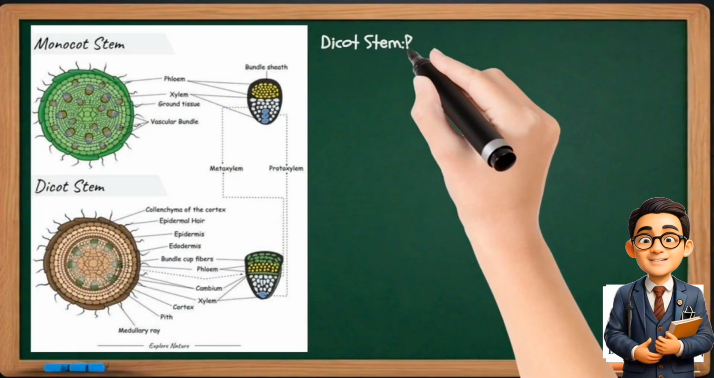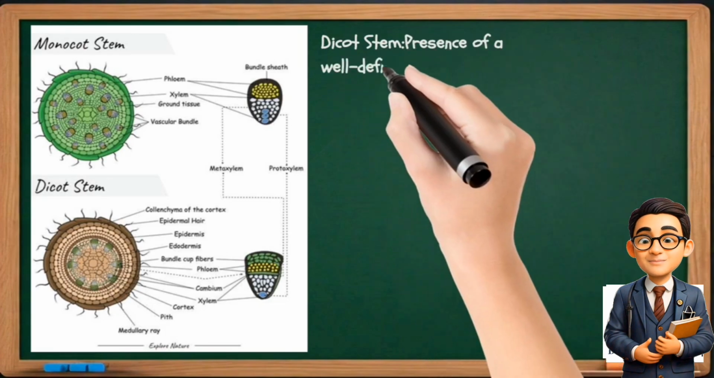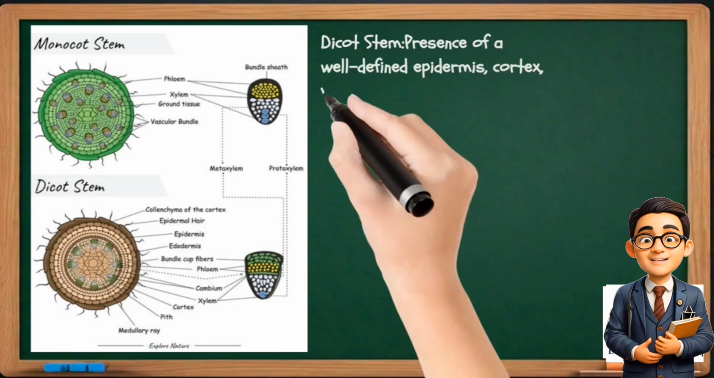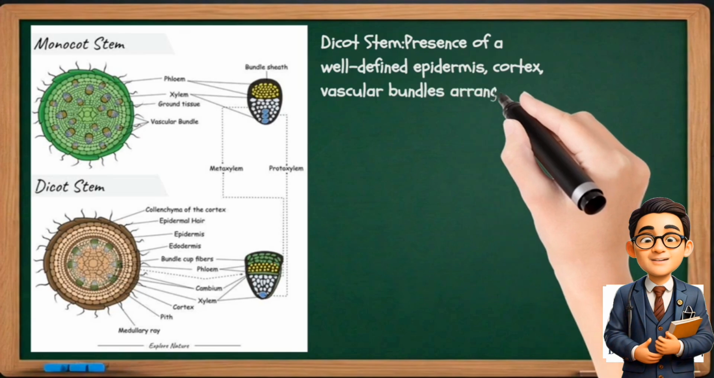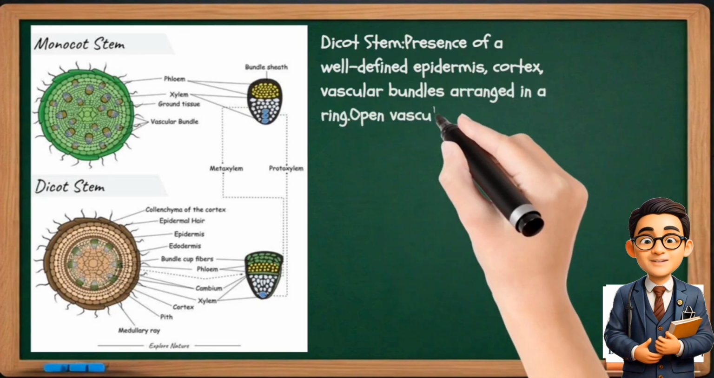Anatomy of dicot and monocot plants. Dicot stem. Presence of a well-defined epidermis, cortex, vascular bundles arranged in a ring. Open vascular bundles with cambium leading to secondary growth.